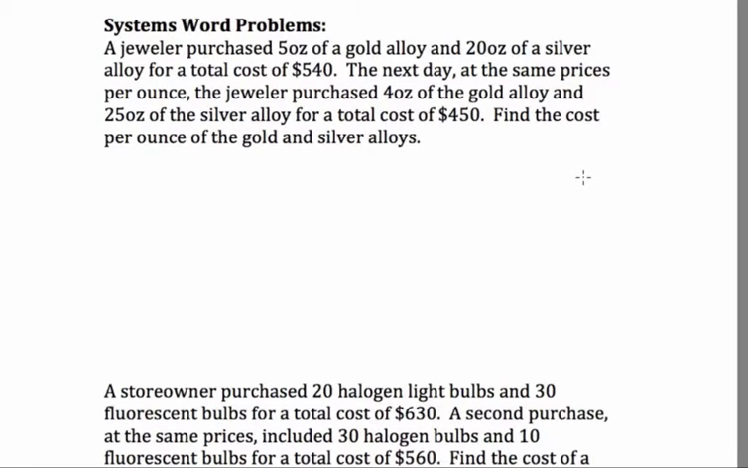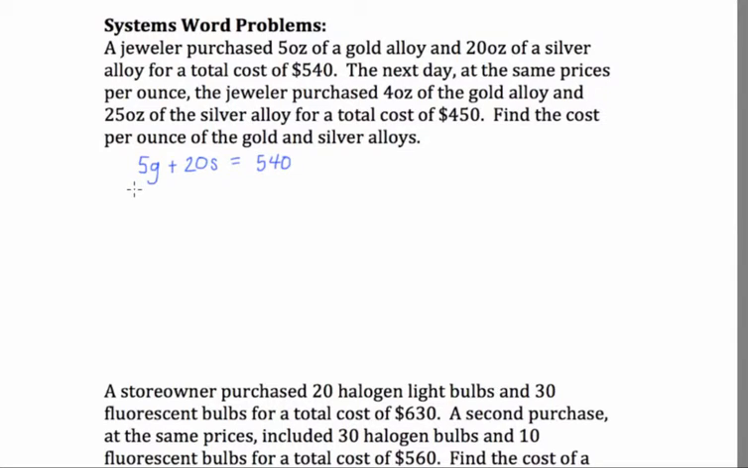Word problems. We are just going to make an equation out of each sentence here. So if a jeweler purchased 5 ounces of gold alloy, they would pay 5 ounces times however much gold costs. We'll make that G. And then they purchased 20 ounces times however much silver costs. We'll make that S. And those two totaled up to be 540.